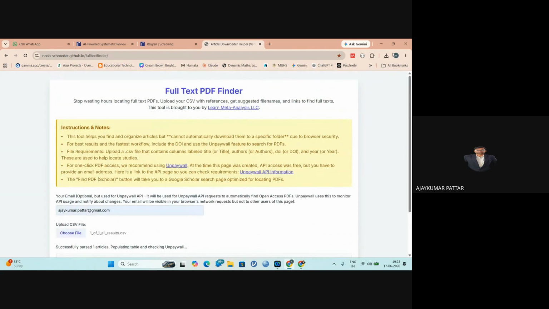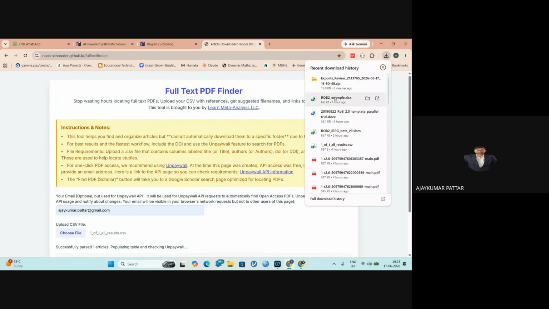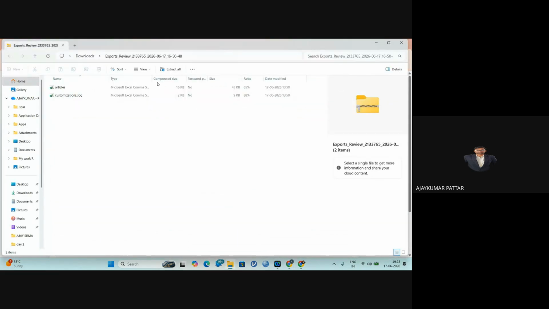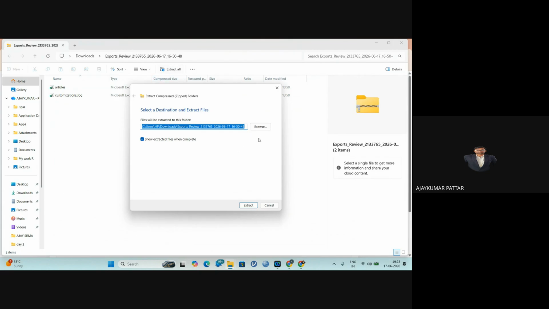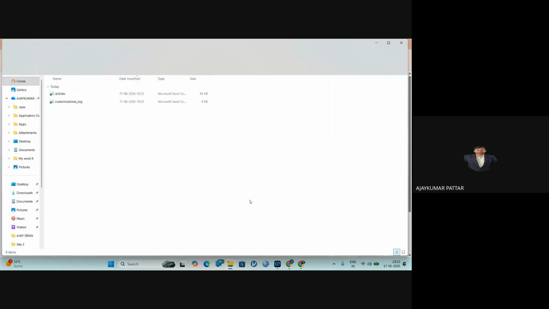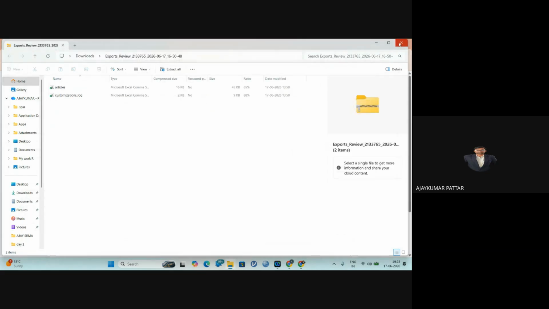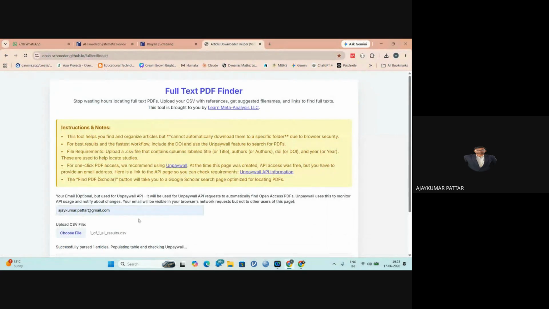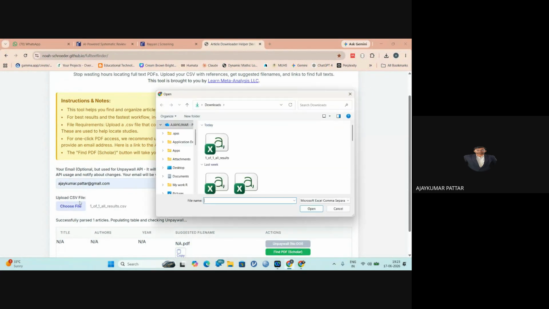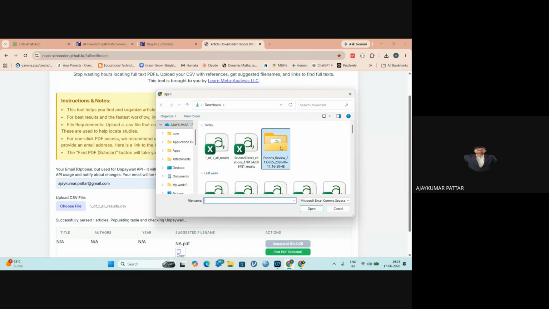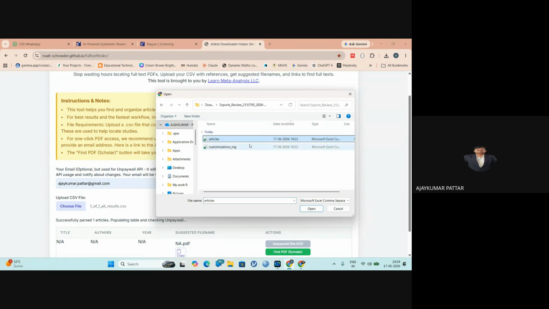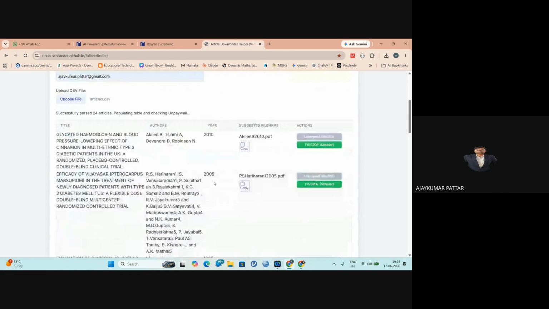So that is not, as it is downloaded as the zip file. So I will open the zip file. Then I will click here, articles, and I will open.